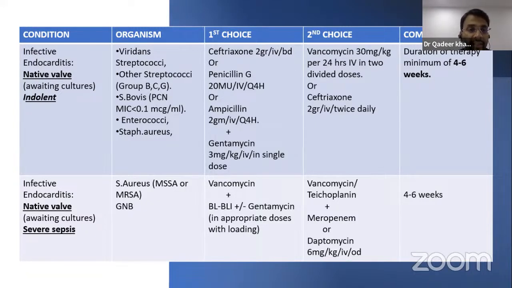In infective endocarditis of a native valve where the patient has a severe source of infection, we should think of MSSA or MRSA along with gram-negative organisms. So before getting cultures, we should start off with vancomycin, a beta-lactam beta-lactamase inhibitor combination, plus or minus, as I said, aminoglycosides for gram-negative coverage. If the patient is worsening, we can think of carbapenems, and duration of therapy should be continued for up to 4 to 6 weeks.